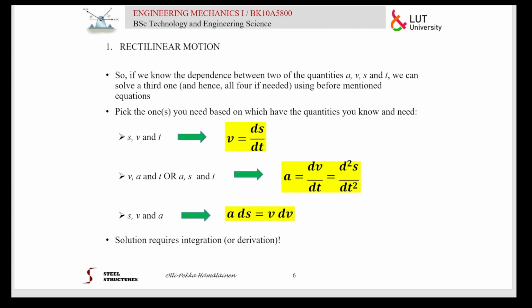Now, this is some sort of help in terms of, okay, if I'm given these physical quantities, what can I calculate or what can I do to find another thing? So it basically says that if we know the dependence between two of the quantities, a, v, and s, and time, then we can solve for the third one and so on. For example, if we know displacement and time, we can calculate velocity, hence later we could calculate acceleration.